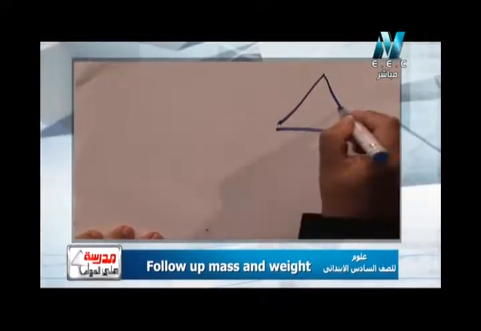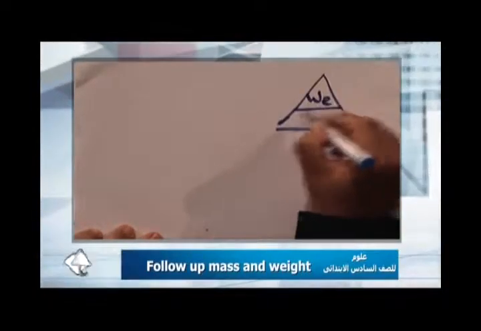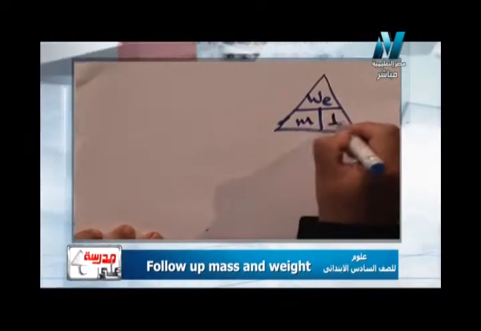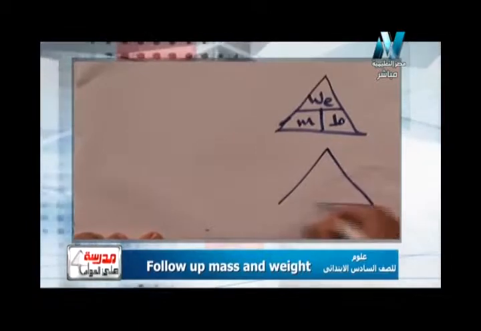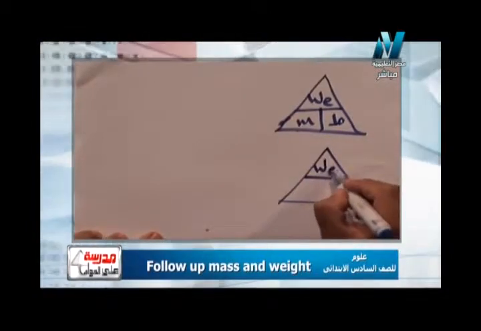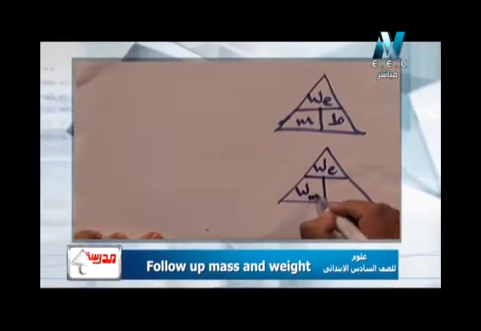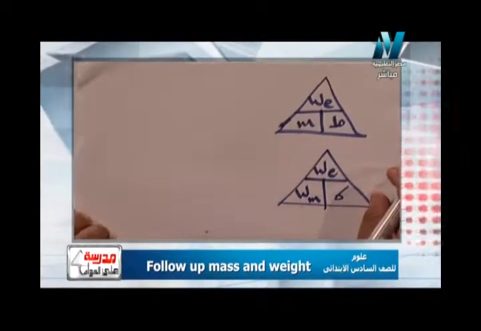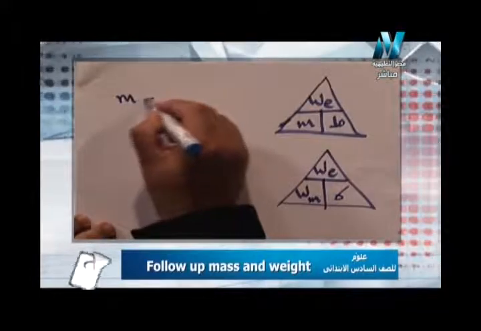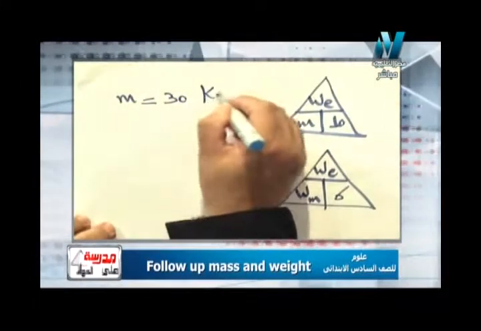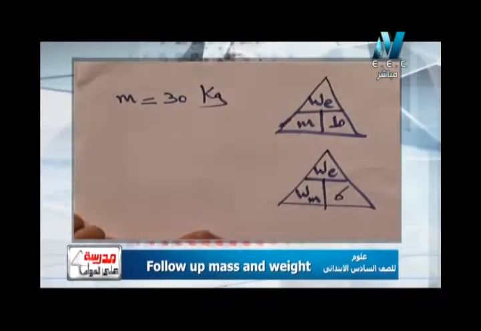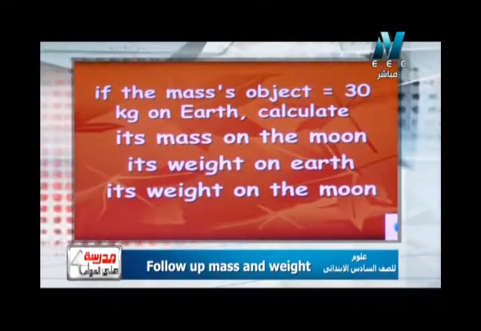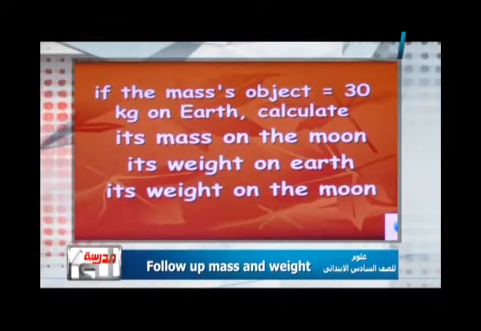Okay. Look here. Weight on the earth equals mass by 10. Second rule. Weight on the earth, weight on the moon by 6. So here I have mass of object equal 30 kilogram. The mass equal what? Equal 30 kilogram. Okay. Calculate its mass on the moon. The first demand، أول مطلوب مني عايز أجيب الماس عند المون.